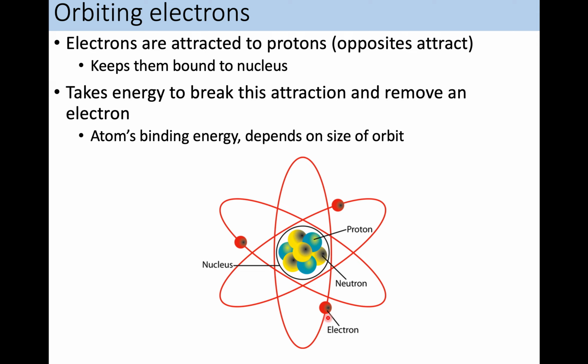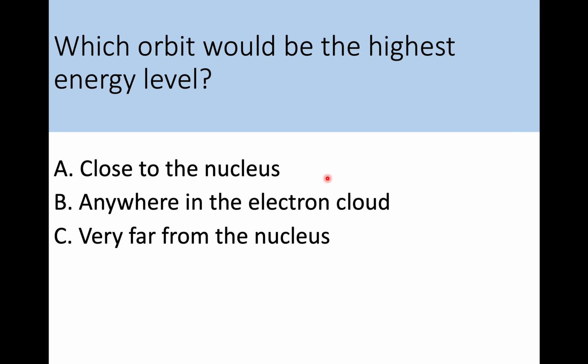So the atom has this binding energy, and it depends on the size of the orbit of the electron around that atom. So which do you think would be the highest energy level? Where would be the highest energy? Close to the nucleus? Anywhere in the electron cloud, or very far from the nucleus? Which location would have the highest amount of energy? If you had to guess.